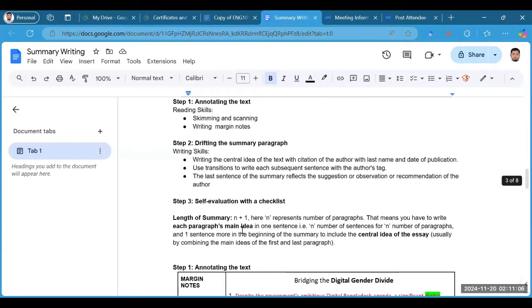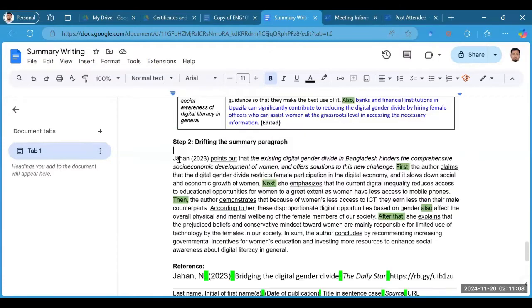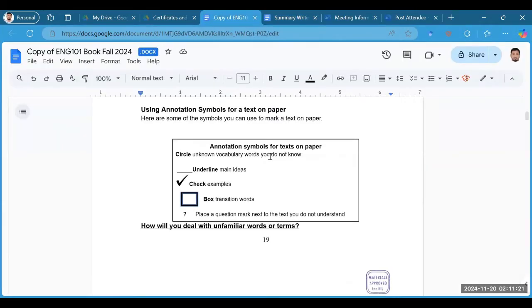So using the author's last name, we actually begin. I have written Jahan is the last name, and the date of publication is 2023. And these are the action verbs. All right, action verbs or reporting verbs. Some people say reporting verbs. I can show you in the booklet.